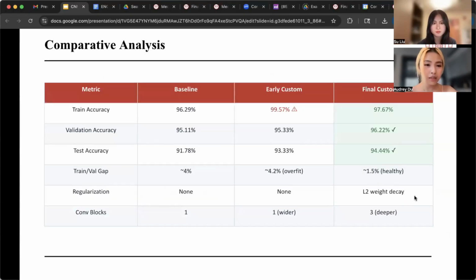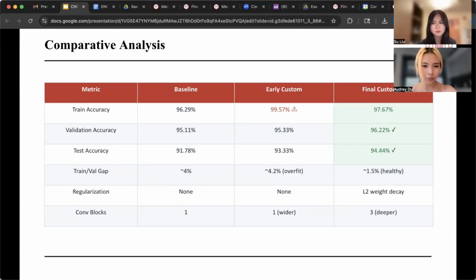After all these experiments, we did a comparative analysis. The comparison table summarizes the full progression. The baseline underfitted, the early custom model overfitted. Only the final model achieved genuine generalization, cutting the gap down to 1.5 while improving test accuracy by 2.66 points.